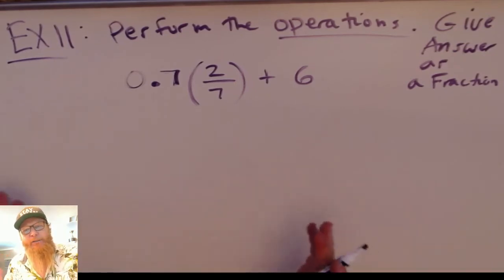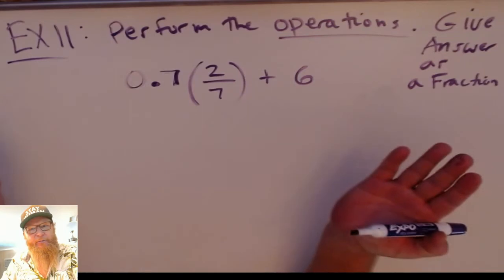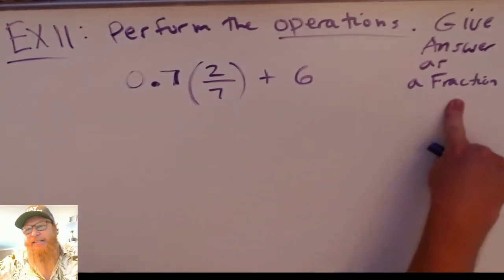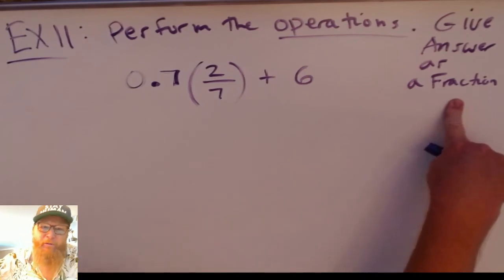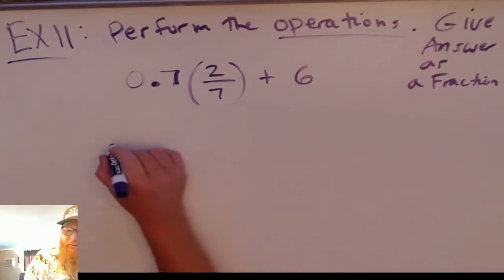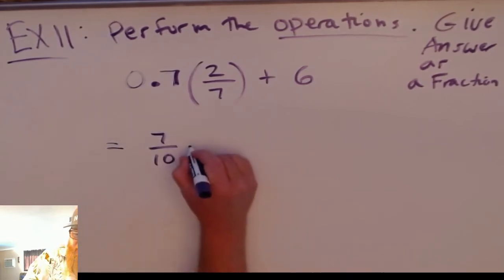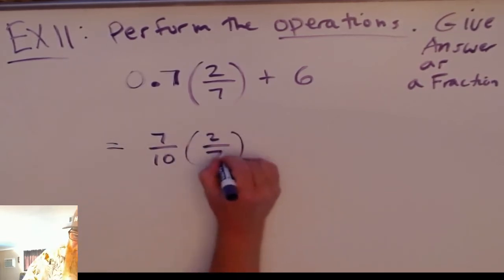So the order of operations: this only has two different operations. First we're going to multiply, and then we're going to add. It says give the answer as a fraction. That's more than just advice. That's sort of the law of this problem. So we're going to have 7/10 times 2/7.